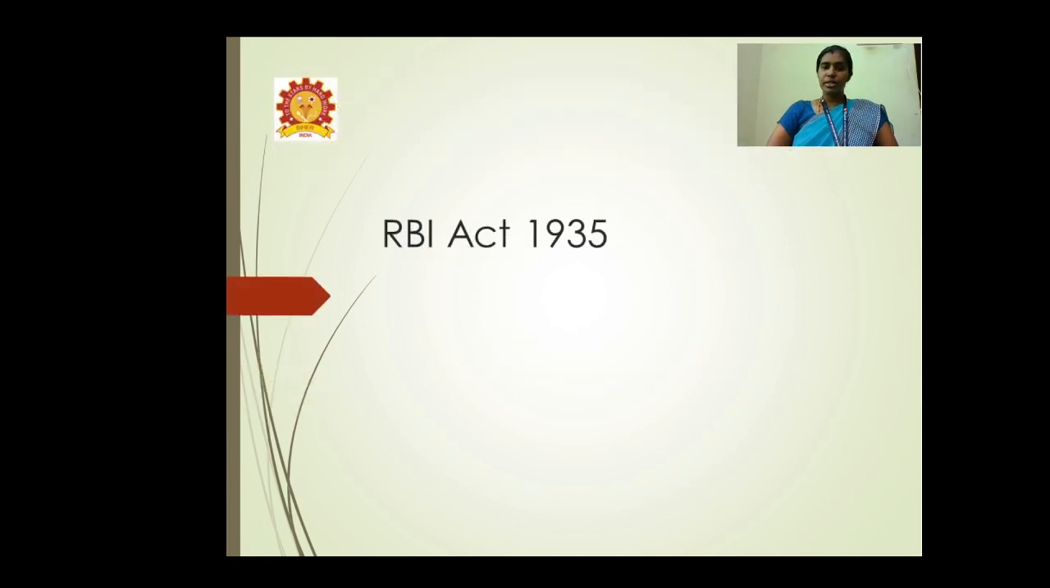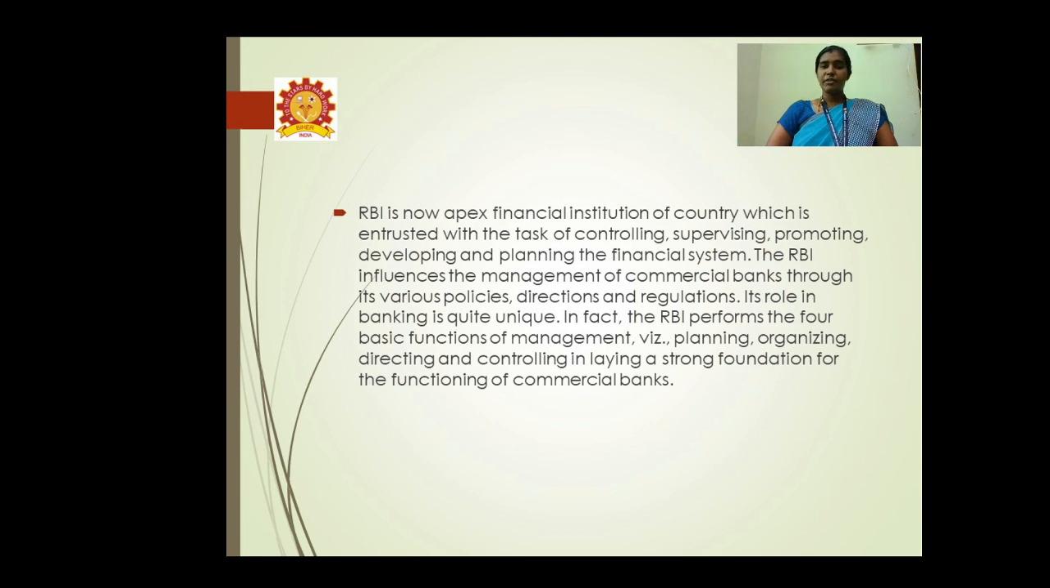In this session, we are going to discuss the RBI Act 1935, the Reserve Bank of India Act 1935. RBI is now the apex financial institution of the country, which is entrusted with the task of controlling, supervising, promoting, developing and planning the financial system. The RBI influences the management of commercial banks through its various policies, directions and regulations. Its role in banking is quite unique. In fact, the RBI performs the four basic functions of management, like planning, organizing, directing and controlling, in laying a strong foundation for the functioning of commercial banks.